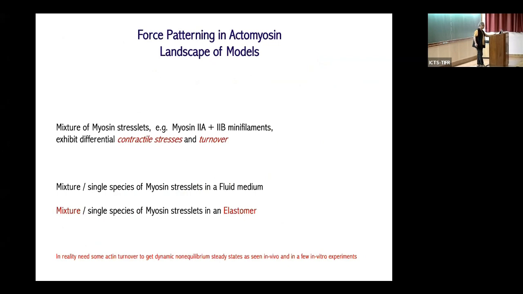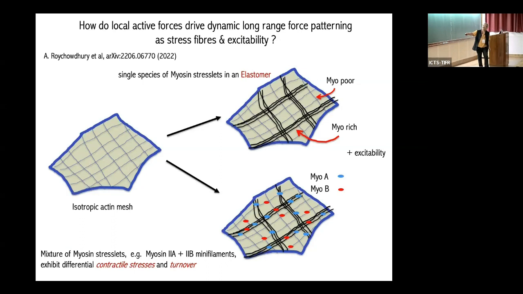There are two situations I could look at. One is I only have one myosin species, and the segregation will be between myosin rich and myosin poor, or I have two myosin species, and the segregation will be between myosin A and myosin B. So I'm just going to write one theory here, in the next slide.